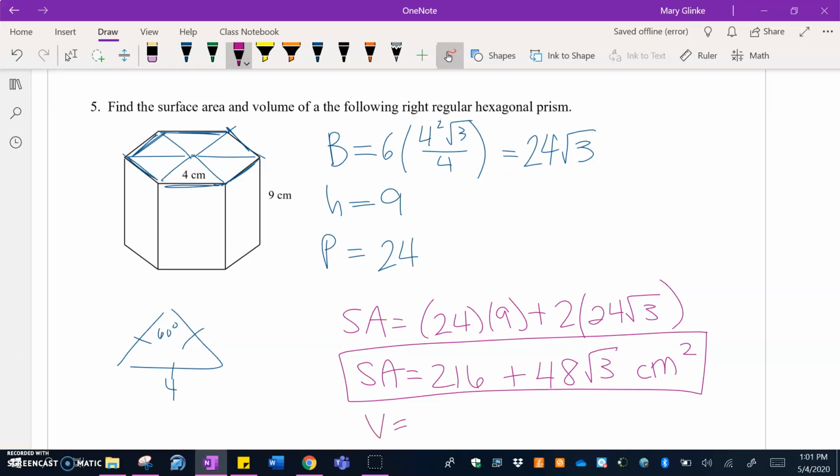To calculate my volume, it is the area of the base times the height of the prism. And so my volume here would be 216 root 3 centimeters cubed because it is a volume.